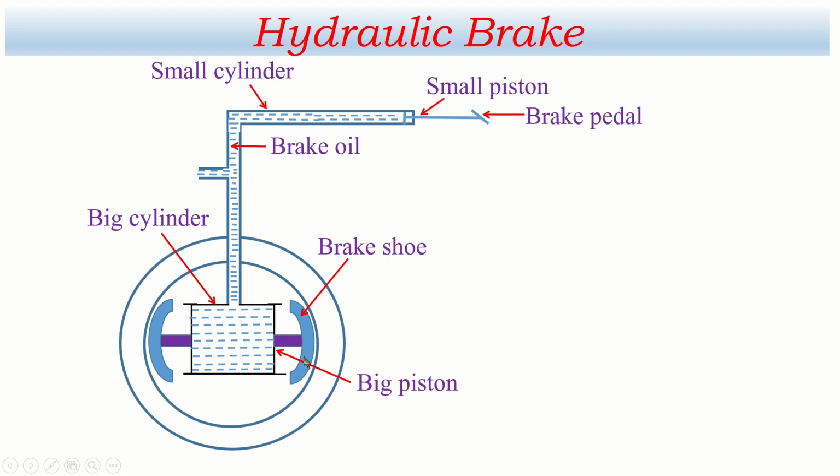This force pushes the brake shoe outward on both sides, and the brake shoe comes in contact with the rotating wheel. And when the brake shoe comes in contact with the rotating wheel, certainly the rotating wheel is stopped, or if the braking is less, then it will slow down. This way it works.